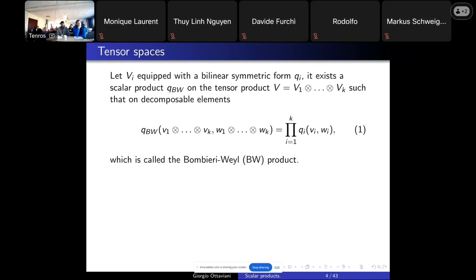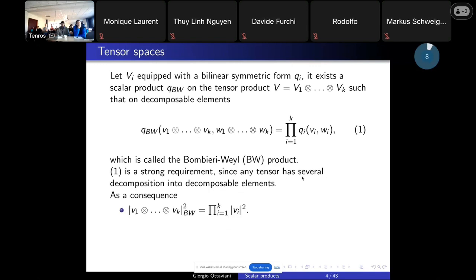And there is an easy way that you define the orthonormal. Oh, sorry. I was already jumping to the next slide. Granted that this exists, then you have consequences. One consequence is that the norm of the decomposable squared is just the product of the norms.